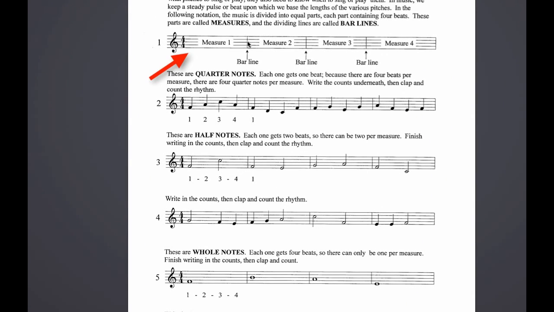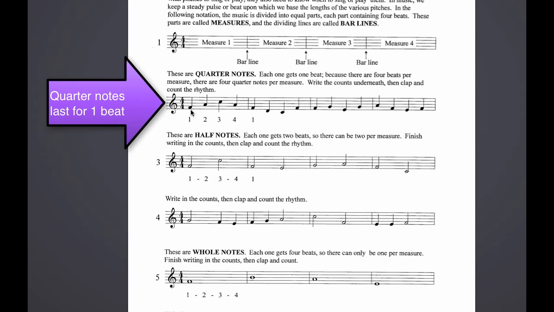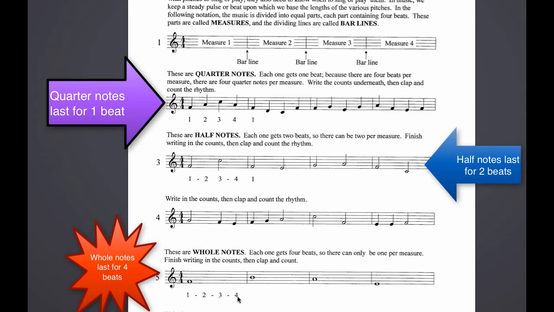To begin, remember that music is divided up into equal parts called measures. Measures are divided by vertical lines called bar lines. Quarter notes receive 1 beat. Half notes are 2 beats long, and whole notes are 4 beats long.